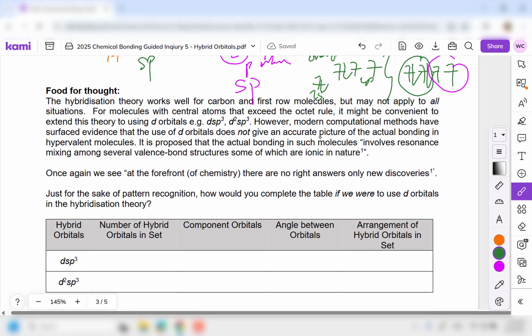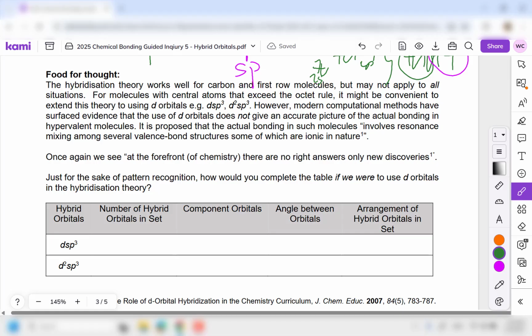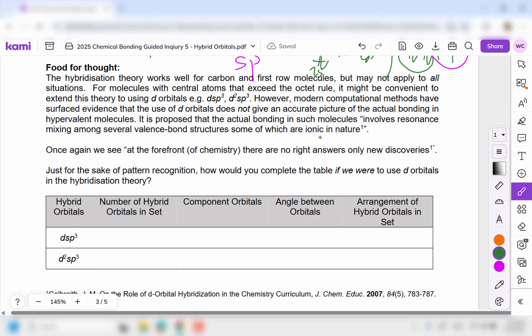I'm not going to go through the food for thought because I don't really like it involving d orbitals, because again, hybridization is best kept only within carbon. If it involves other shapes, then it might not reflect reality so closely. Yeah, okay. But of course, if you want to, you can just base it on what you learn under sp3, and then extrapolate and understand what happens when you're dealing with trigonal bipyramidal and octahedral.